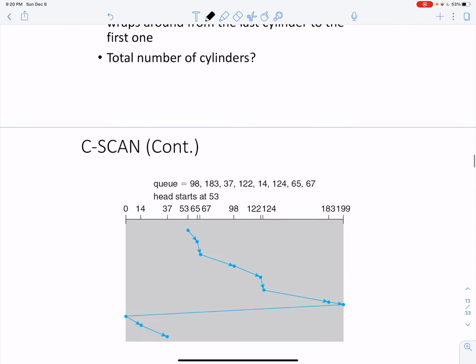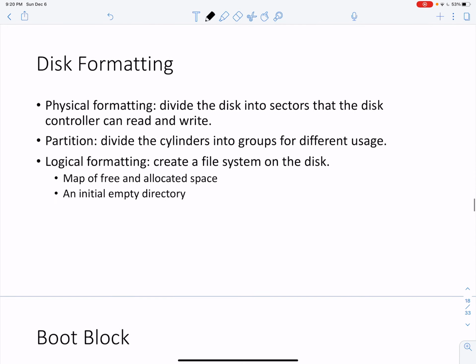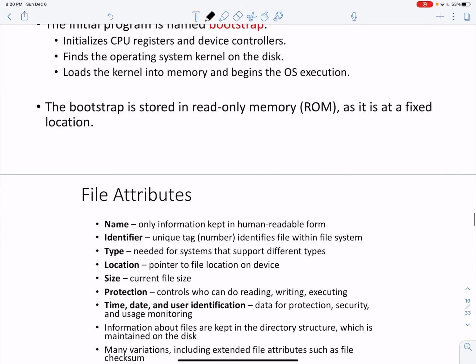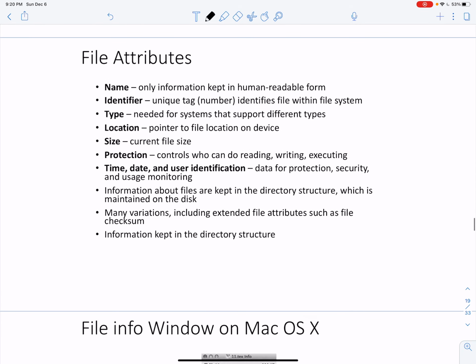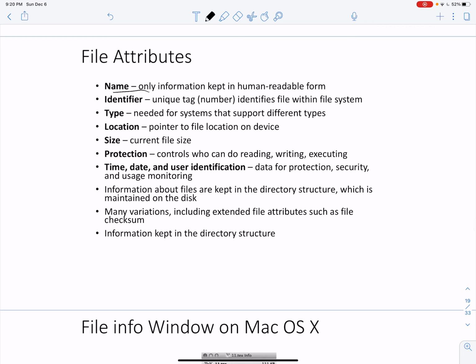So these are everything that I want you to know about hard drives. And then the next topic is going to be files. In a Linux system, or also in a Windows system, each file is associated with the following attributes, like its name and identifier, and then type.